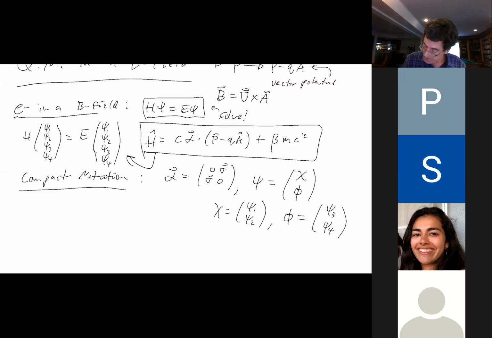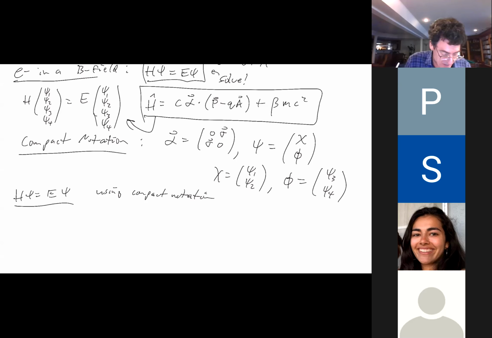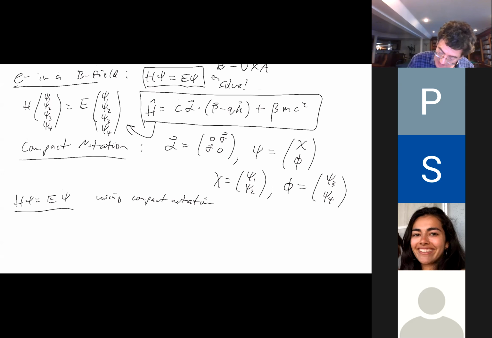And so then if I write H psi equals E psi and plug these things in using the compact notation, then I can write my equation in this simpler way. I can write it like this, as C times P minus E.